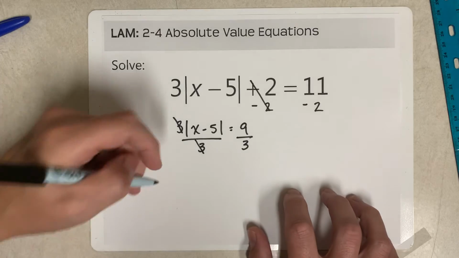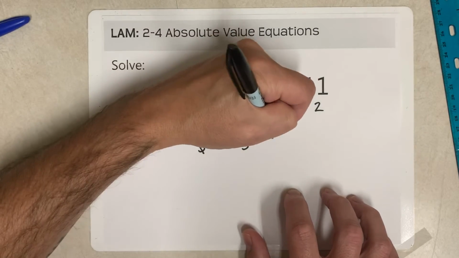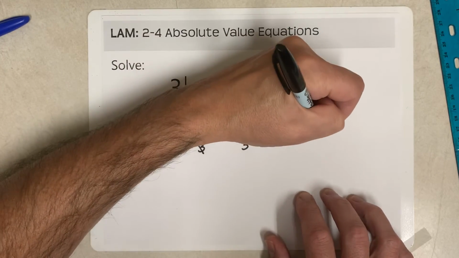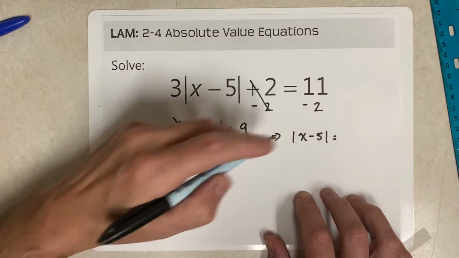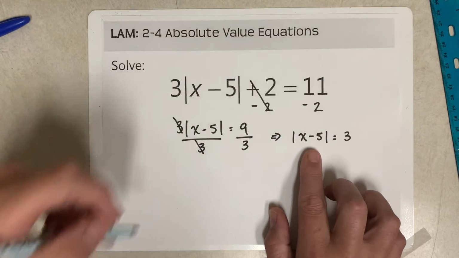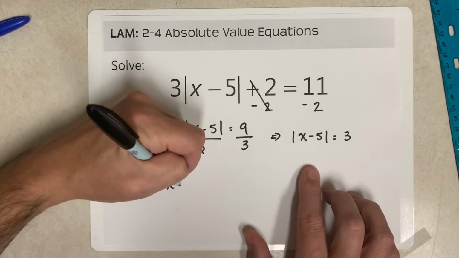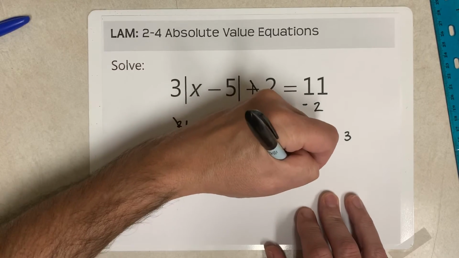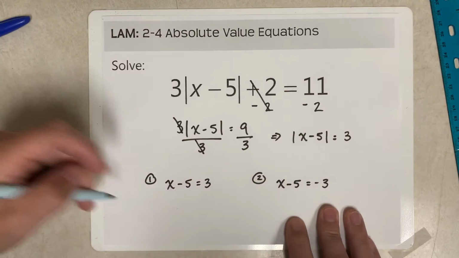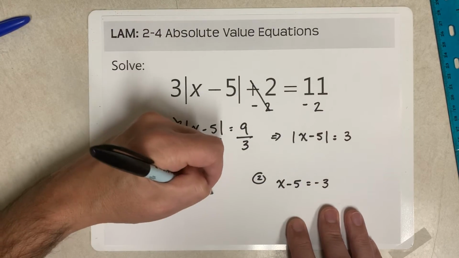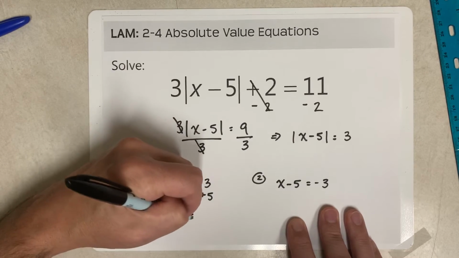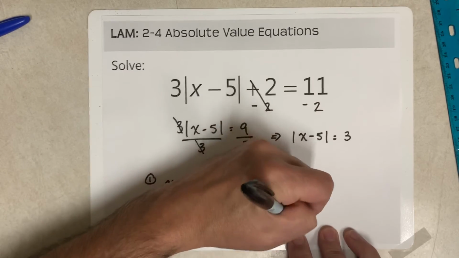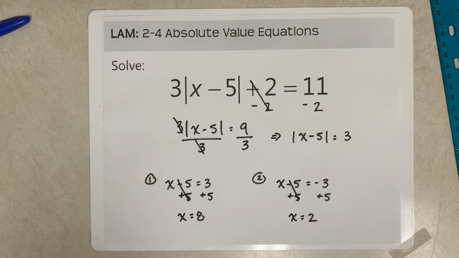And once you do that, you're going to get your two solutions. So we're looking at x minus 5 equals 9 divided by 3 is 3. So I want 2 solutions from this. So number 1, x minus 5 is equal to 3. And number 2, x minus 5 is equal to -3. All right, so add 5, x equals 8. Add 5, and x equals 2 for that one.